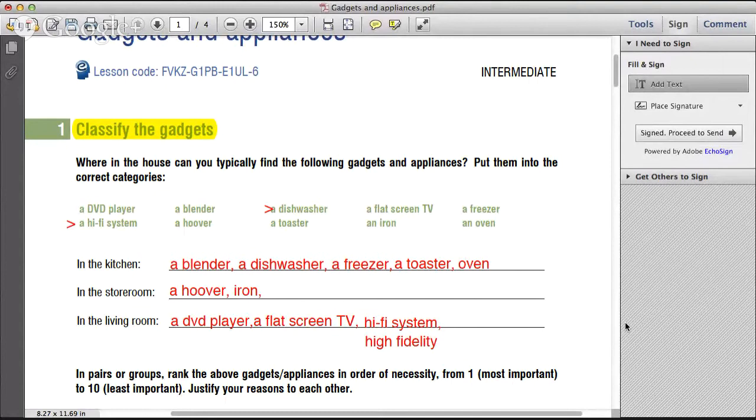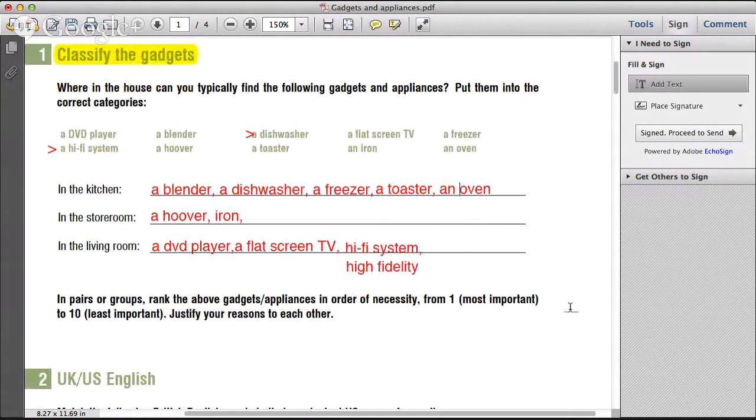Okay. So, for it. What's that? I can use the oven for cooking my dinner. Mm-hmm. Okay. Exactly. Yes. Okay. All right. Now, let's take a look at the appliances and gadgets up above. And tell me which one you find most important and which one you find least important.